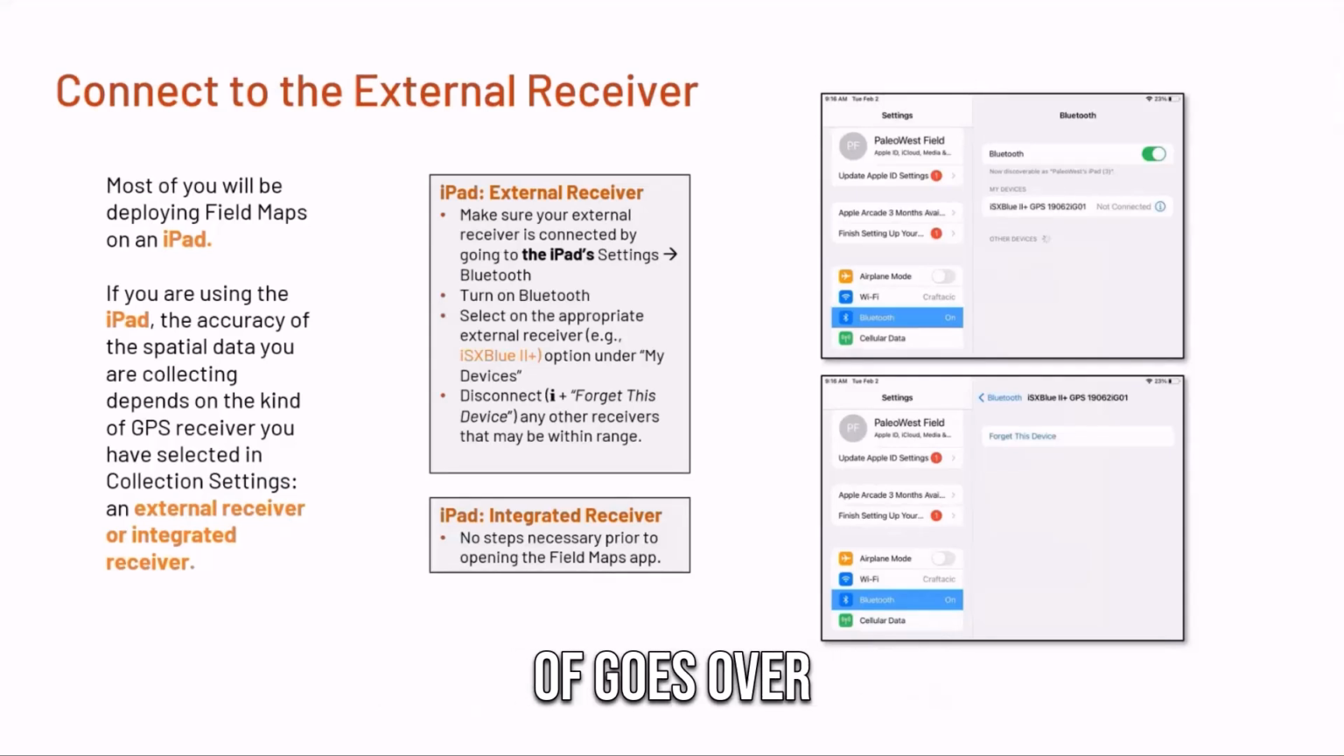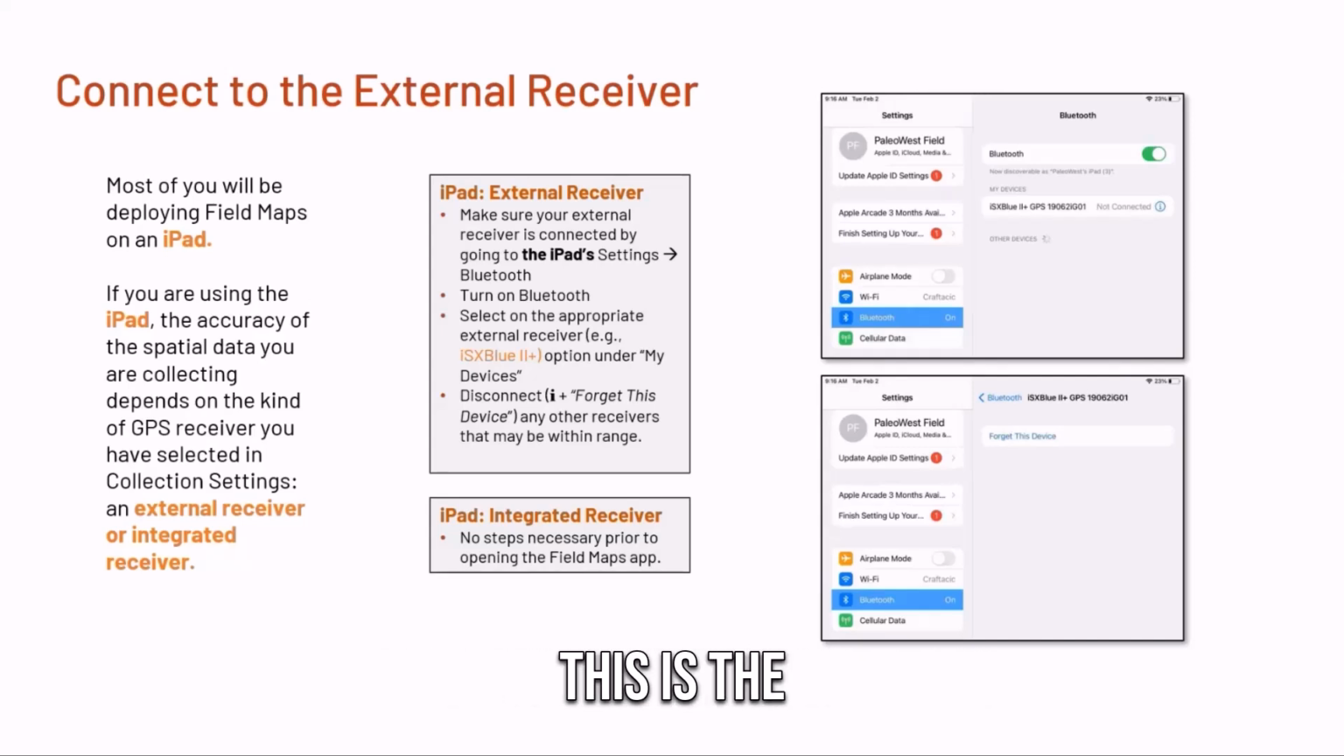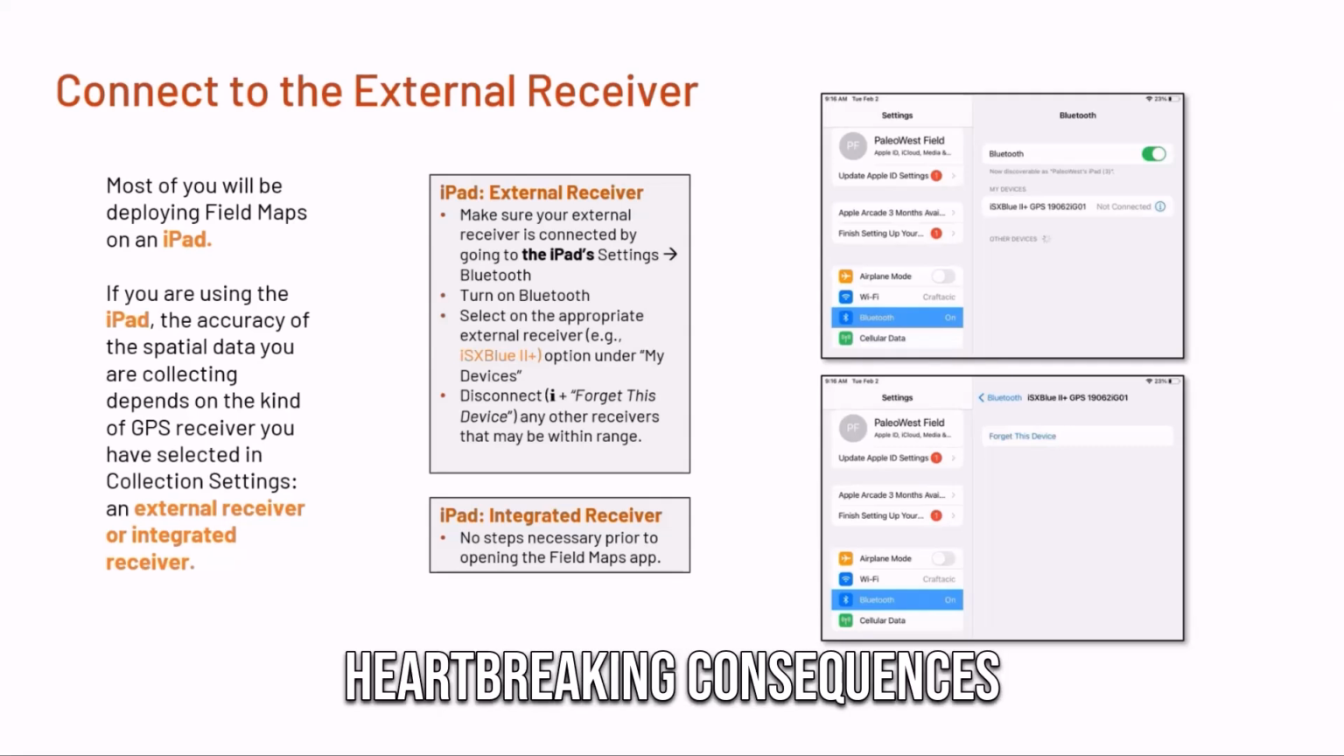That way it's all peaceful in the realms of this digital technology relationship and nobody's going to get fussy at each other. This slide goes over, if you're unfamiliar with how to connect to Bluetooth devices, these instructions. They're pretty easy to follow, but just make sure that your two buddies are actually talking to each other before you get going. That is the iPad and receiver relationship, but we now have a third buddy who's kind of overseeing their connection, which is the Field Maps app. This is the stage that most people forget to check, and it can have some heartbreaking consequences.